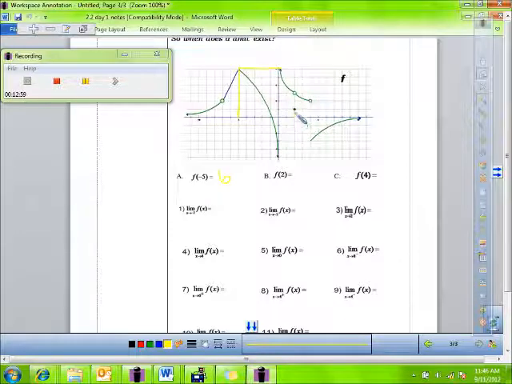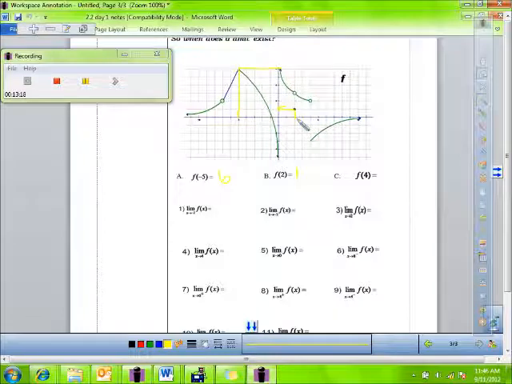Well, there's a question. With the filled-in dot, it actually has a value. If you have an open one, then it doesn't have a value. So you go to the dot. So f of 2 is actually 1.